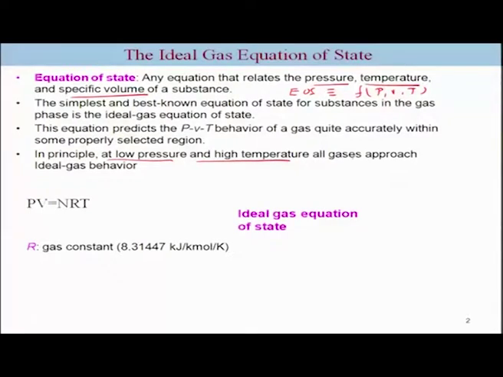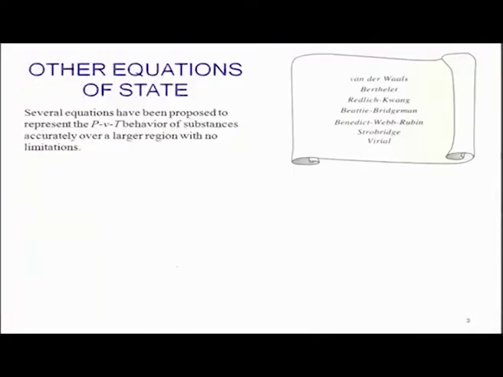So, the equation of state for an ideal gas is nothing but PV = nRT, where n is the number of moles, R is the gas constant and T is the temperature. Now, of course, we cannot represent the properties of many different substances by the simple ideal gas equation of state, and thus for real fluids many equations of state have been developed.